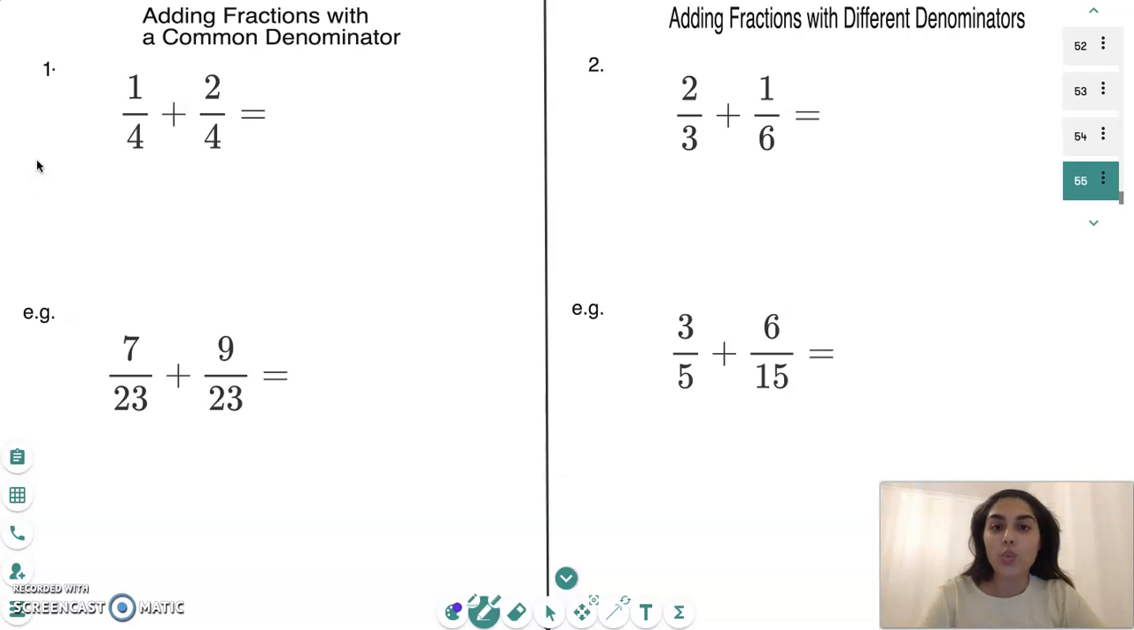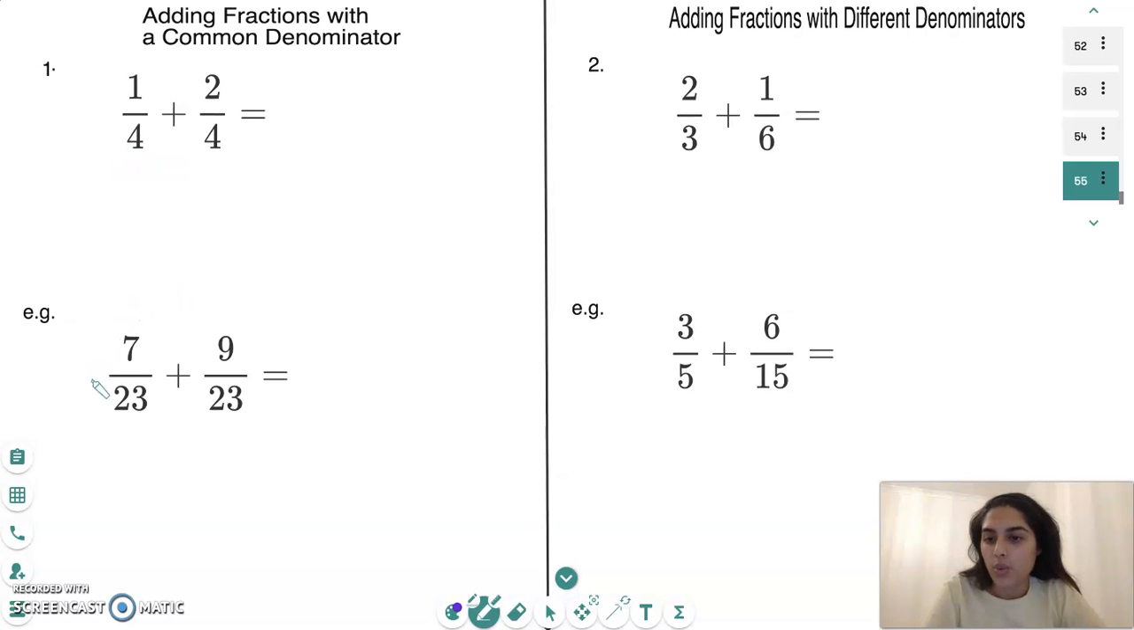So today we are going to be looking at how to add fractions with 1, a common denominator, and 2, fractions with different denominators. So let's first ask the question, what is a denominator? A denominator is the bottom number in a fraction. So for example, let's take 1 over 4. The denominator in this fraction would be 4.